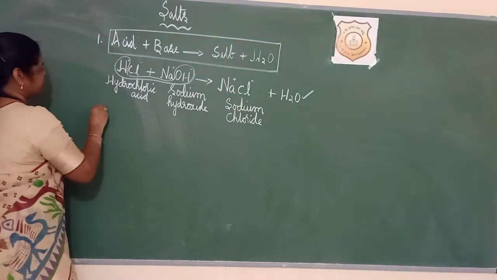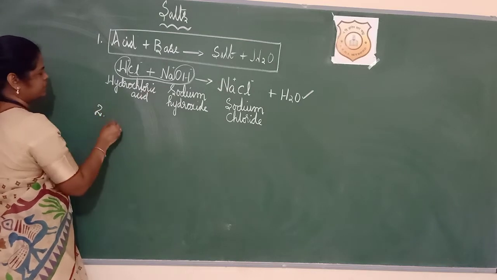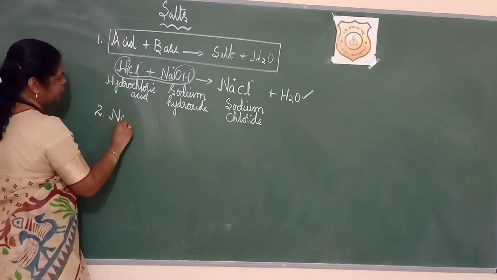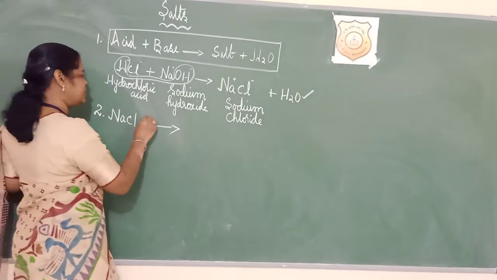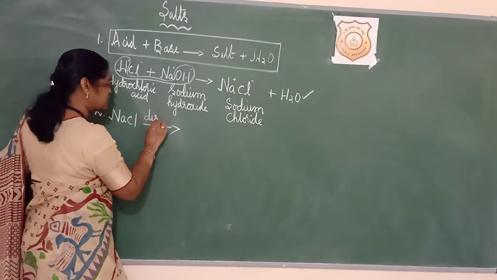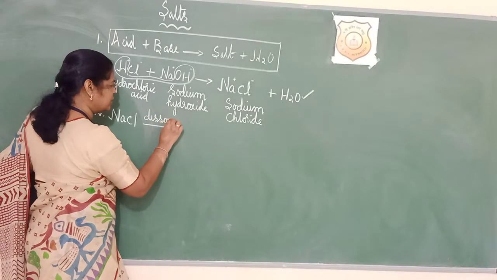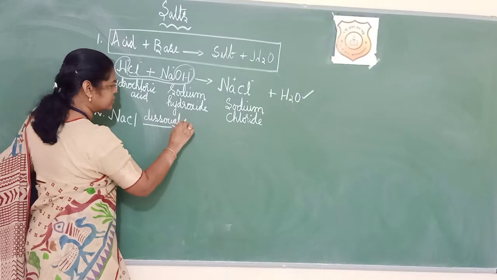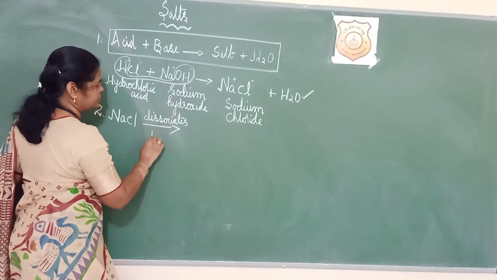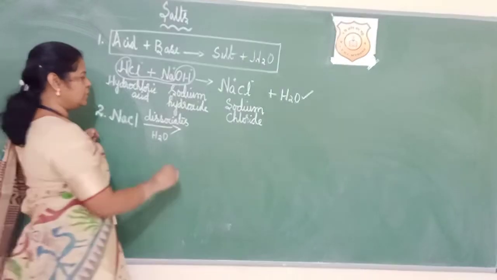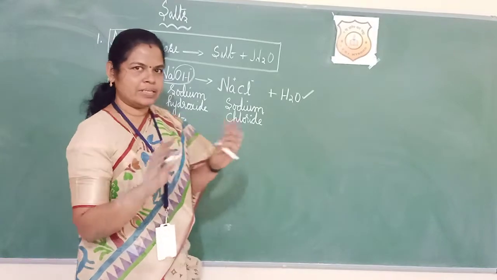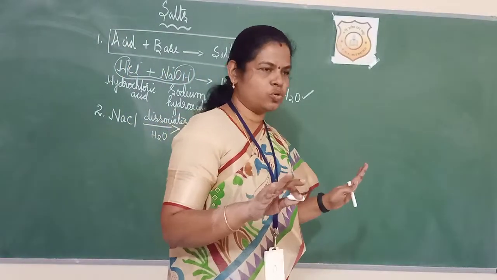Now we have got the salt. See, NaCl. I got the salt. Now, I told you that it dissociates. What do you mean by dissociation? When it is dissolved in water, these ions will start separating. That is called dissociation.